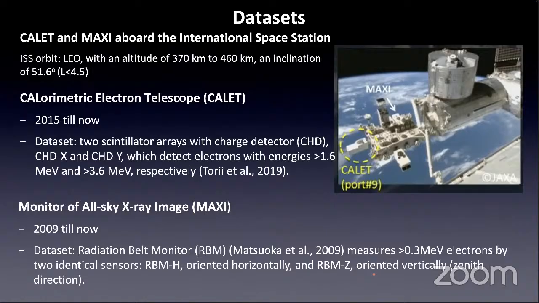Approximately, we can think of this horizontal channel as perpendicular to the magnetic field line, and the zenith channel, or Z channel, as roughly sampling the precipitating particles, very similar to the POST data set actually. So that's the two data sets we'll be using to specifically look at how important curvature scattering can be in the radiation belt dynamics.